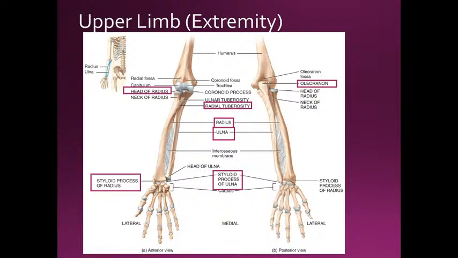So moving on, we have the radius on the thumb side located laterally. Medially, we find the ulna on the pinky side, okay? And in between them is an interosseous membrane, or a membrane between the bones. You also find down here the styloid processes of the radius and the ulna.